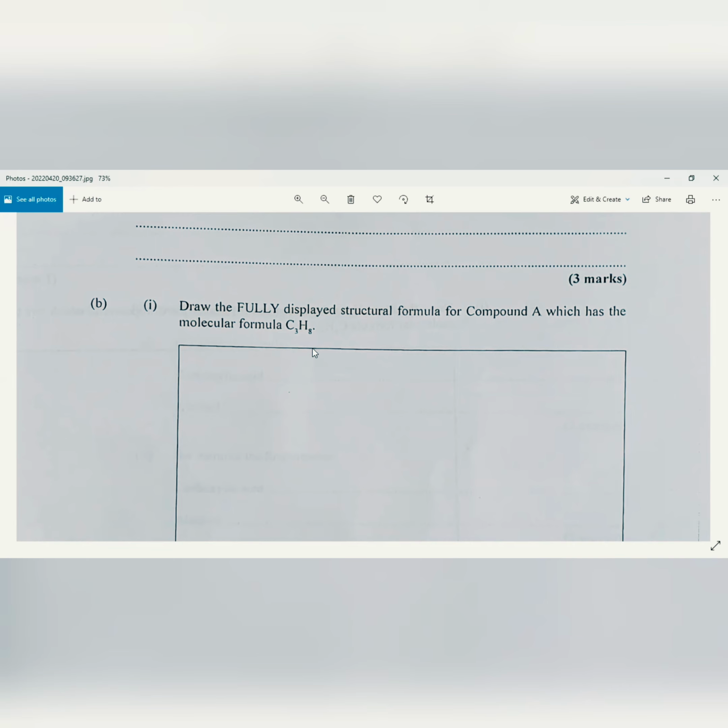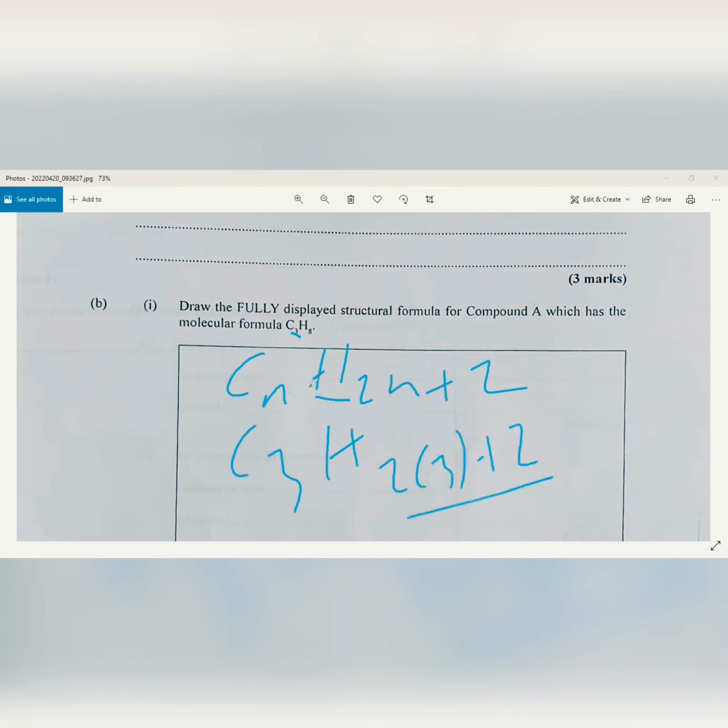So what's the general formula for alkanes? Alkanes would be CnH2n plus 2, which means that the number of hydrogens would be 2 times the number of carbons plus 2. All right, so let's see if that fits into this. We have 3 here, so 3 is n, so that would be C3H2 times 3 plus 2. That's 8. There you go.